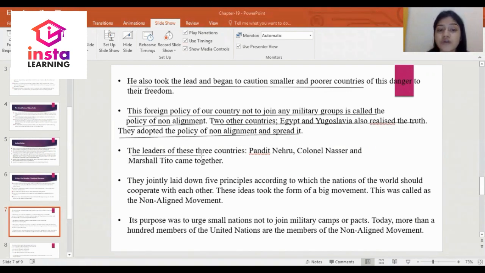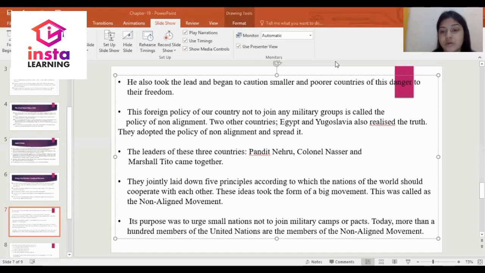The leaders of these three countries, Pandit Nehru, Colonel Nasser and Marshal Tito, came together. So they jointly laid down five principles according to which the nations of the world should cooperate with each other. These ideas took the form of a big movement. This was called the non-aligned movement.